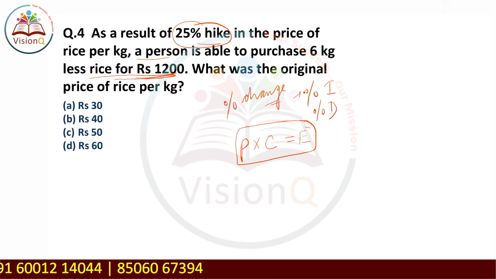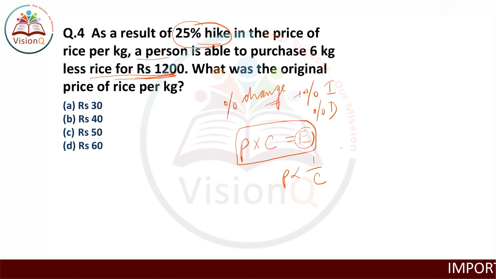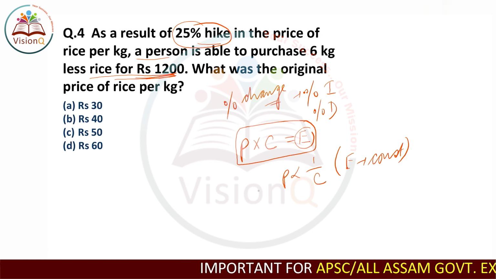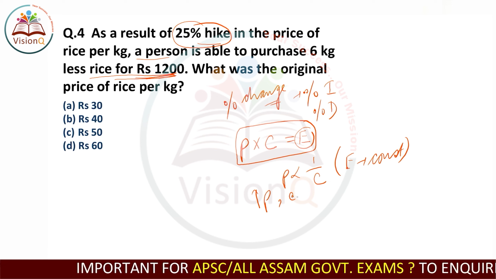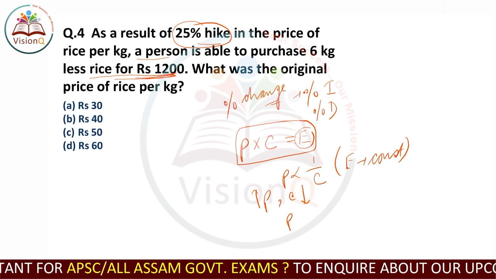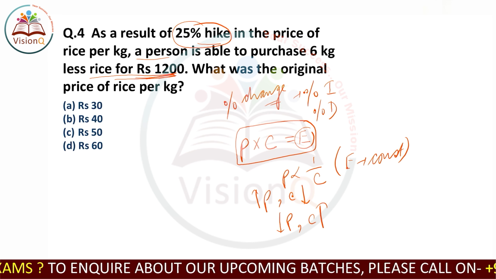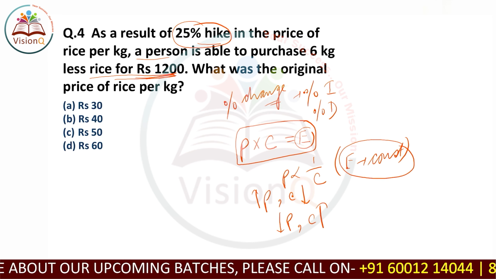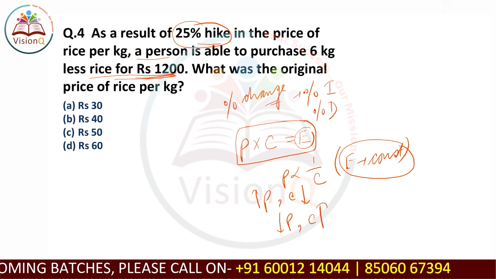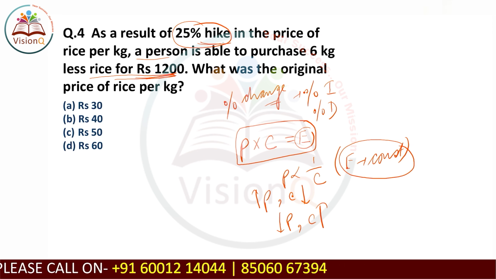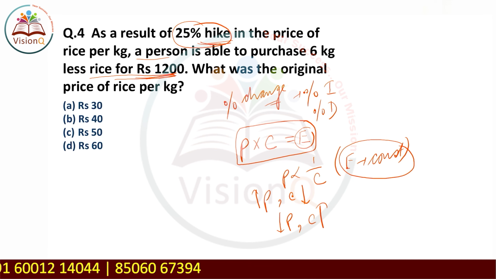Now if expenditure is to remain constant, then price and consumption are inversely proportional. If price increases, consumption should decrease, or if price decreases, consumption will obviously increase, if expenditure is to remain constant. Since the price of rice per kg has increased, the person is able to consume less, or he is able to buy 6 kg less for rupees 1200.